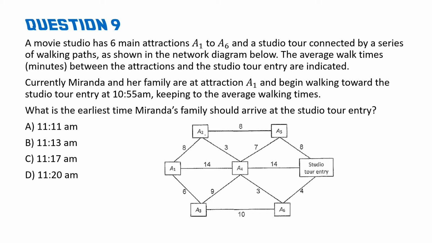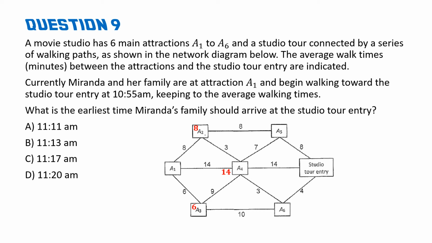So we're starting at A1 and we want to get to the studio tour entry in the quickest time, so we want to find the minimal path. If we start at A1, we can travel up to A2, and that will take us 8 minutes. If we go from A1 down to A3, that'll take us 6 minutes. And if we go from A1 through to A4, that will take us 14 minutes.